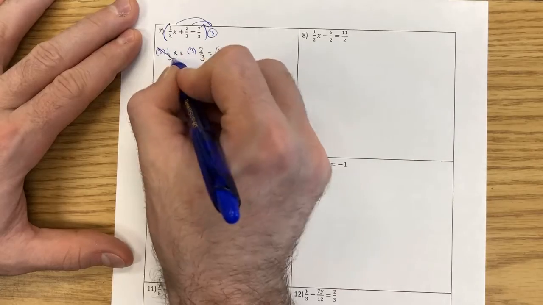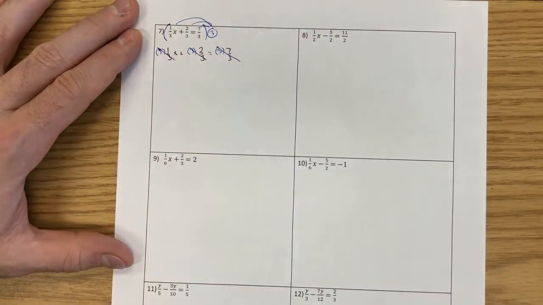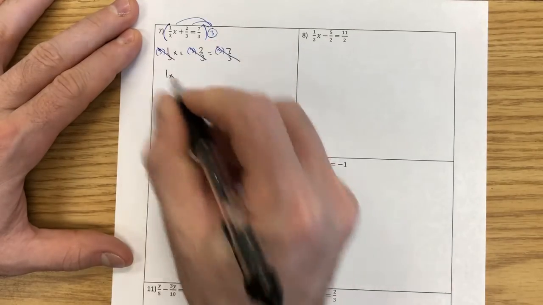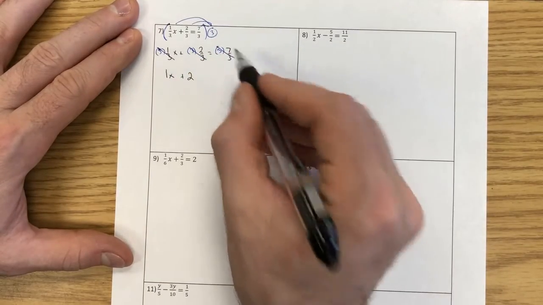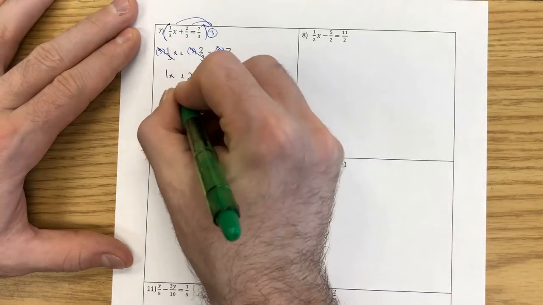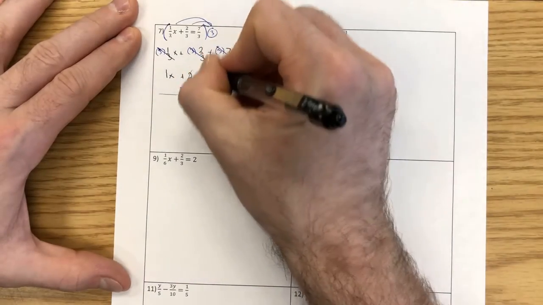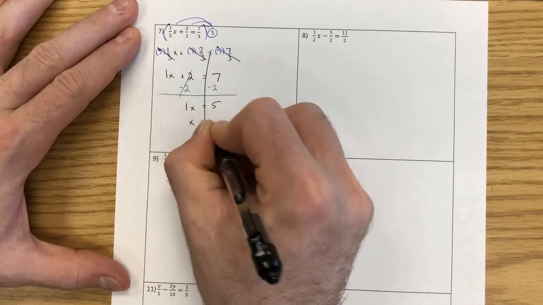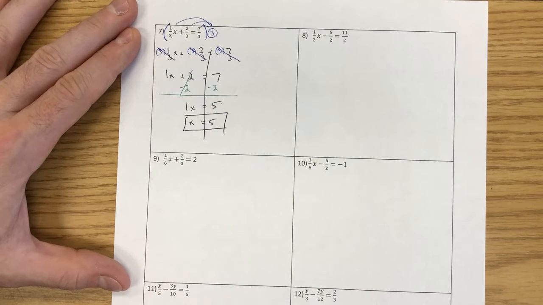We know that these 3's cancel out, those 3's cancel out, these 3's cancel out. So because those cancel out, I'm left with 1x. Because these cancel out, I'm left with 2. Because these cancel out, I'm left with 7. Which leaves me with a 2-step equation where I subtract 2. I'm left with 1x is equal to 5, or just x is equal to 5. Perfect.